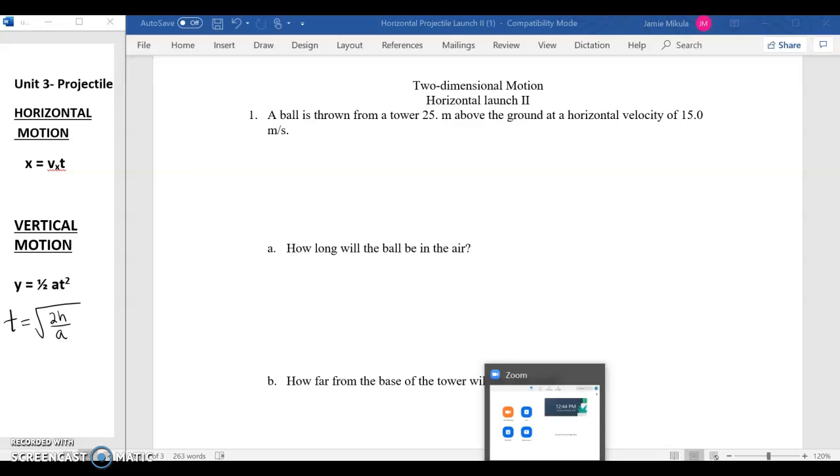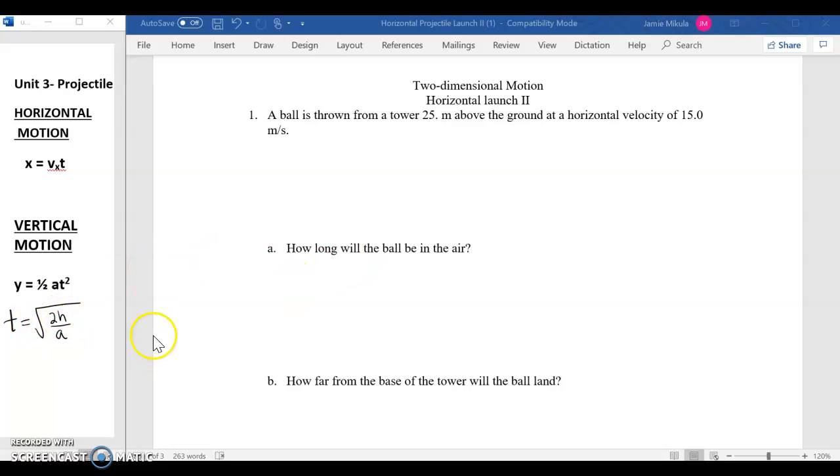All right, so I'm going to work out these problems that Coach Pfaff posted today on 10-8. This is two-dimensional motion, horizontal launch number 2. If you can see on my screen, I put the horizontal motion formula, x equals vx times t, and the vertical motion formulas that we're going to be using for these problems: y equals 1/2 at squared, and then to find time, we're going to use the square root of 2h over a.